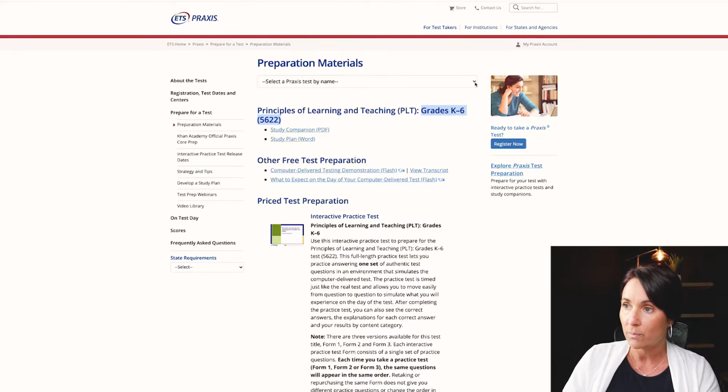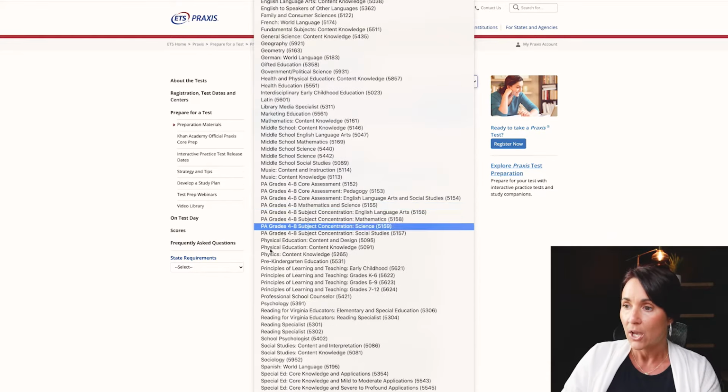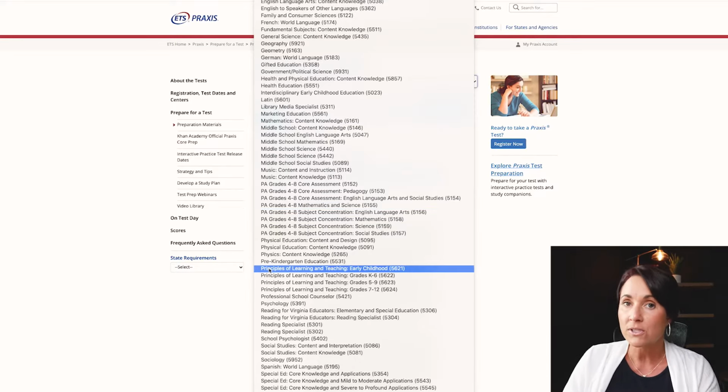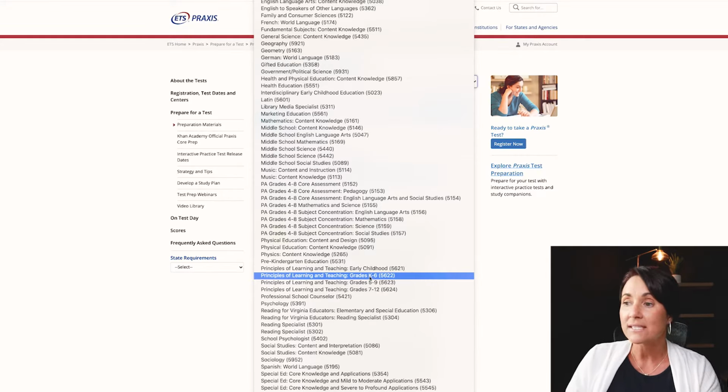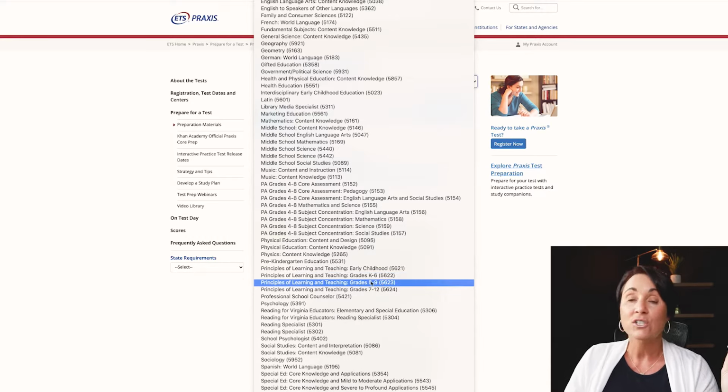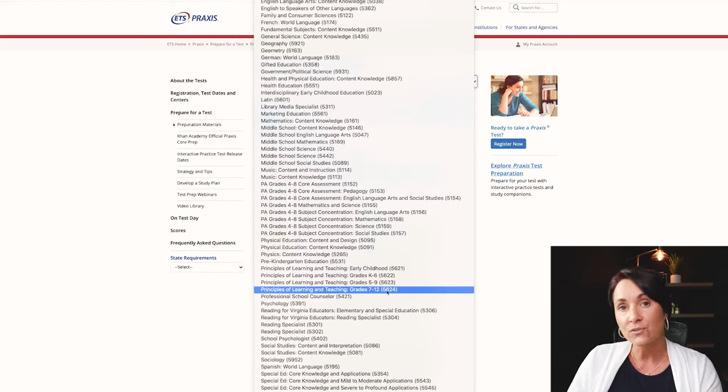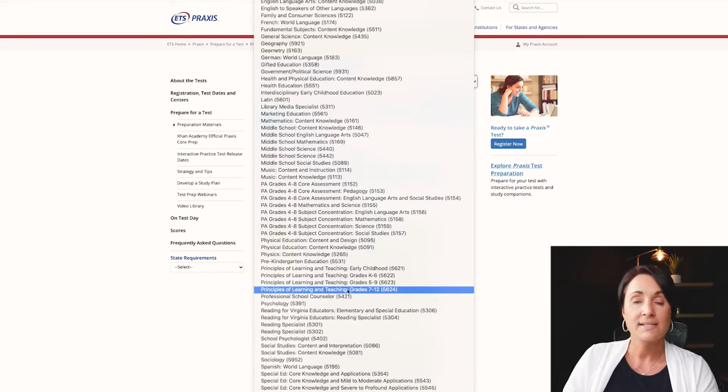Now, this one pulled up the PLT for grades K through 6, but if you just hit this menu bar right here and you scroll down, you'll see that there are 4 principles of learning and teaching. There's 5621, which is for early childhood. There's 5622, which is for K through 6, elementary school. Then there's 5623, which is 5 through 9 or middle school. And then there's 5624, which is high school.